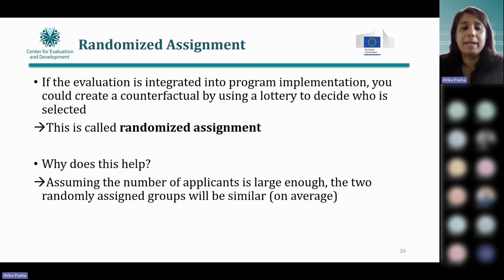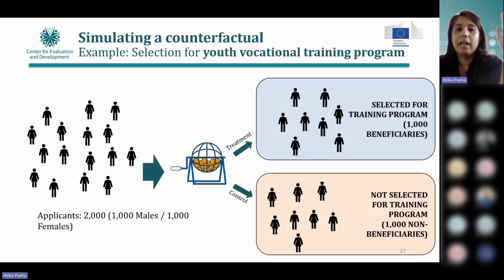And here, the basic idea relies on a principle called the law of large numbers. The law of large numbers simply says that if your pool of applicants is large enough, and you randomly assign the two groups, they are on average similar. So you will observe in a large enough group, having randomly assigned, that individuals will end up looking more similar than individuals assigned through a non-random process.